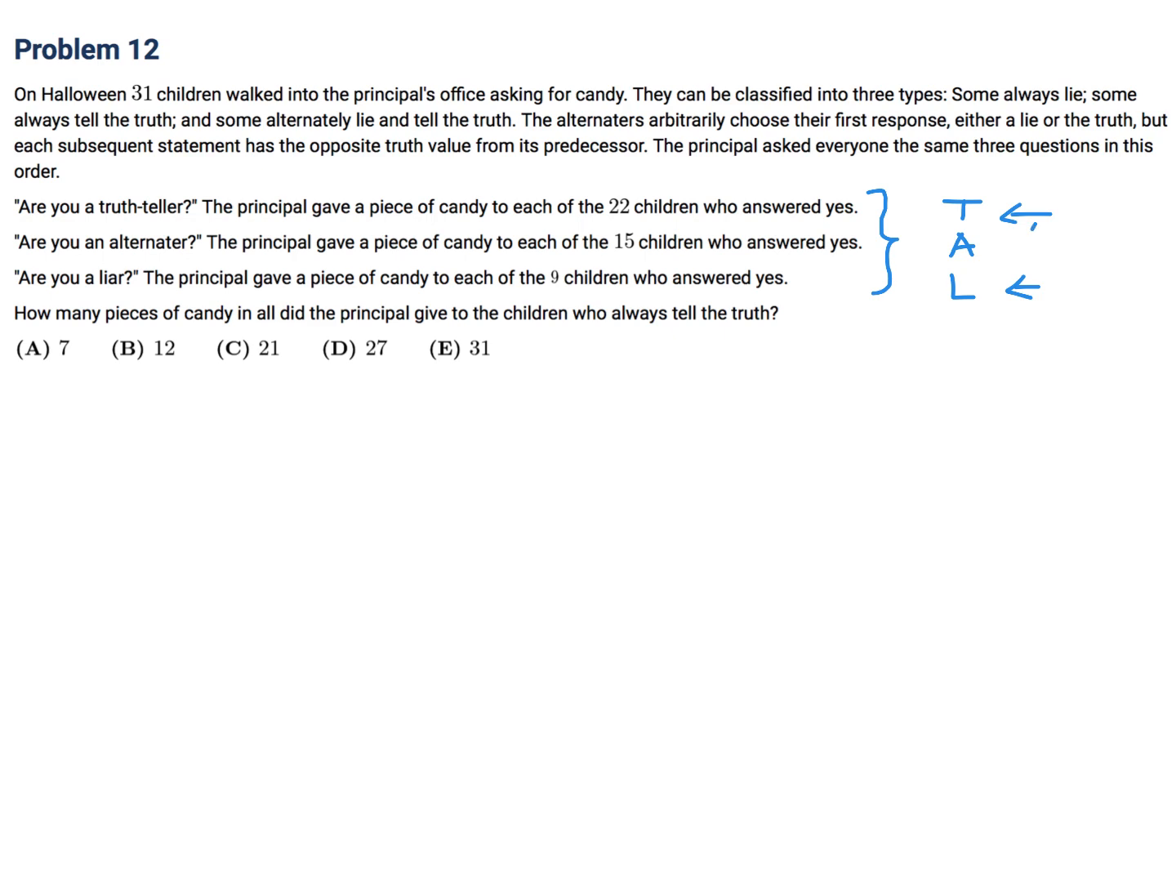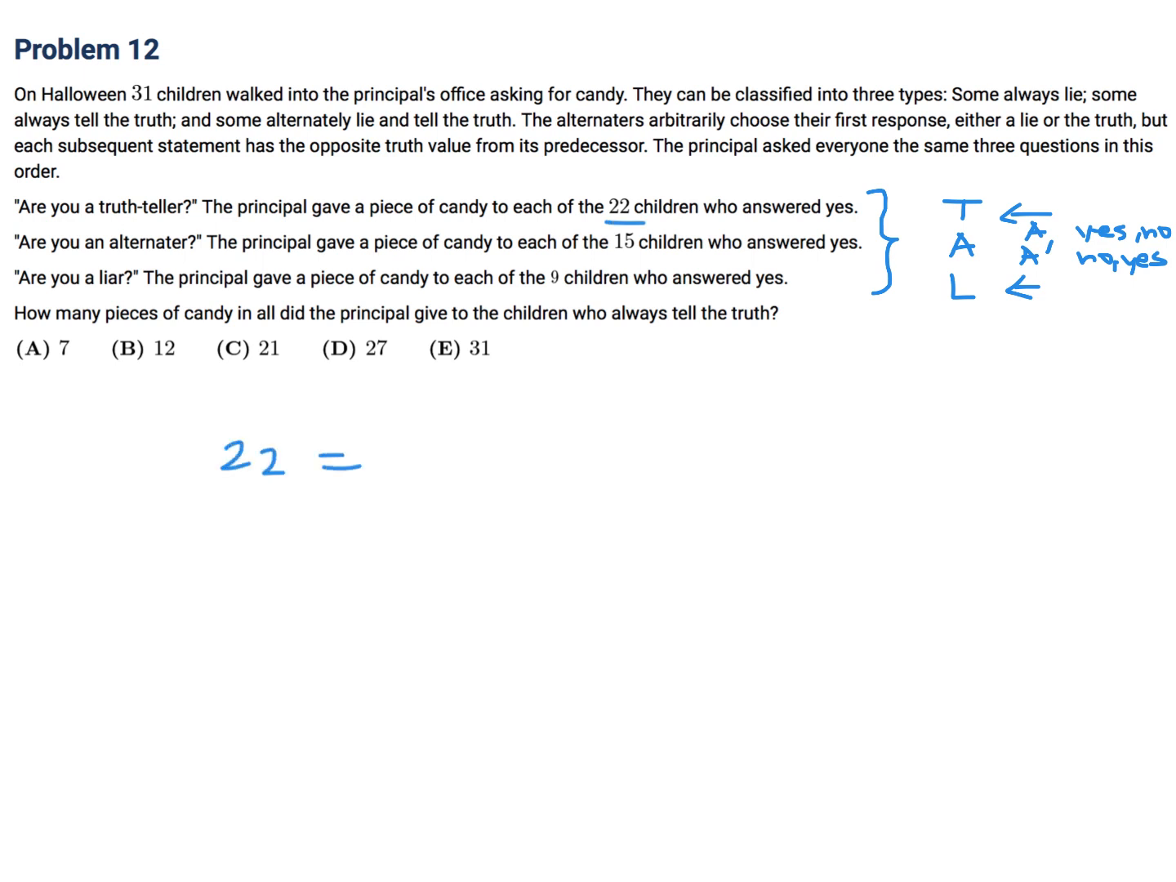But then we've got 2 types. We have the alternators that start with a yes and then say no, and then we have the alternators that start with a no and then say yes, because we're not sure which answer they give first. Okay, so the 22, that can be made into an equation.